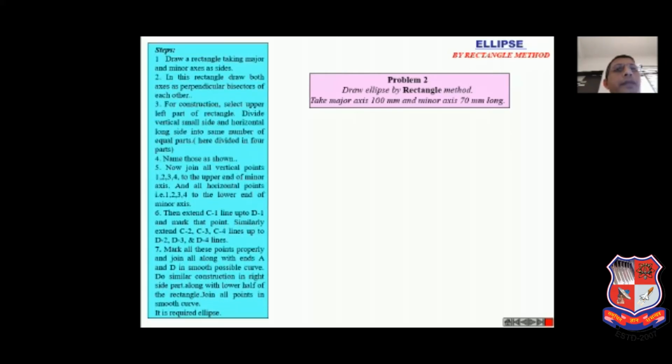Second, ellipse by rectangle method. Draw an ellipse by the rectangle method. The major axis is given as 100 mm and the minor axis is 70 mm long. So how can we draw this ellipse by the rectangle method? The first step is to draw a rectangle taking major and minor axes as sides. AB is our major axis, CD is our minor axis. In this rectangle, draw both axes as perpendicular bisectors of each other.